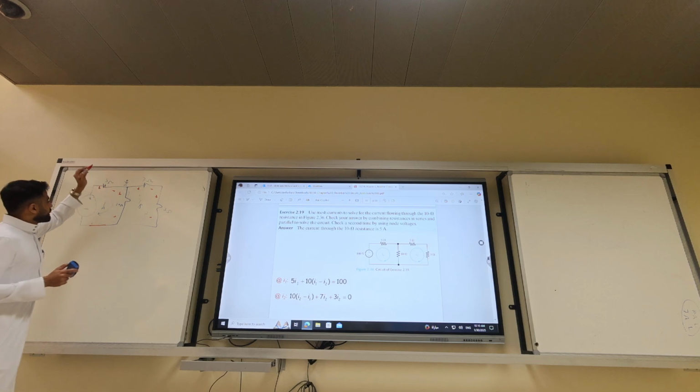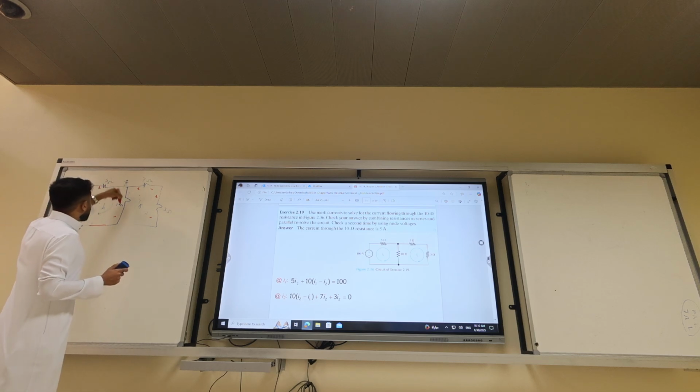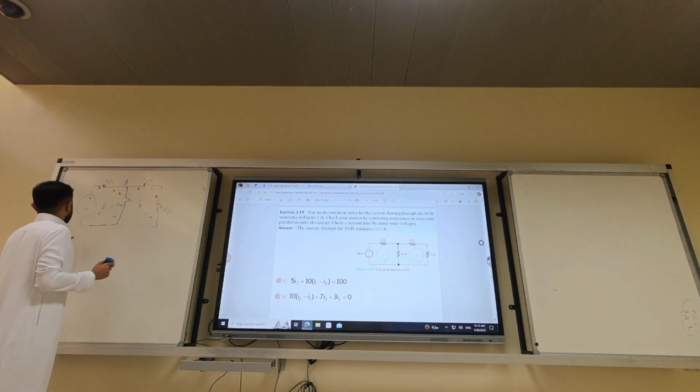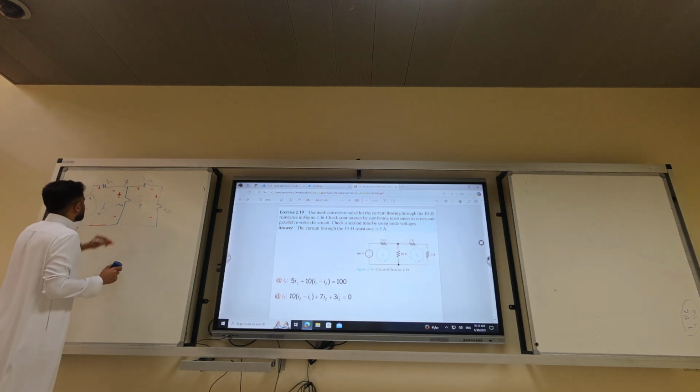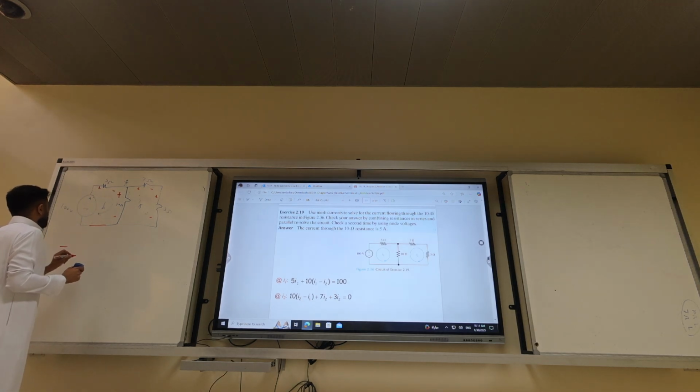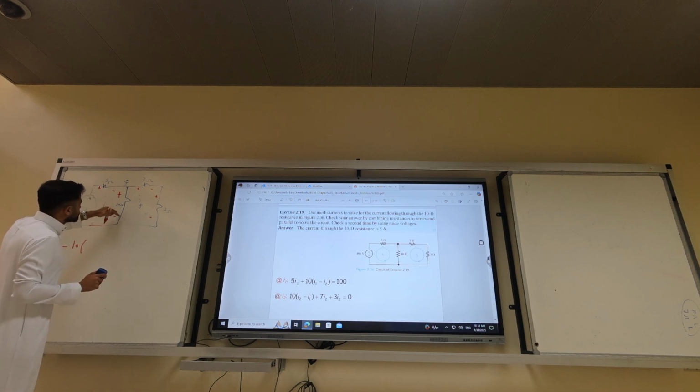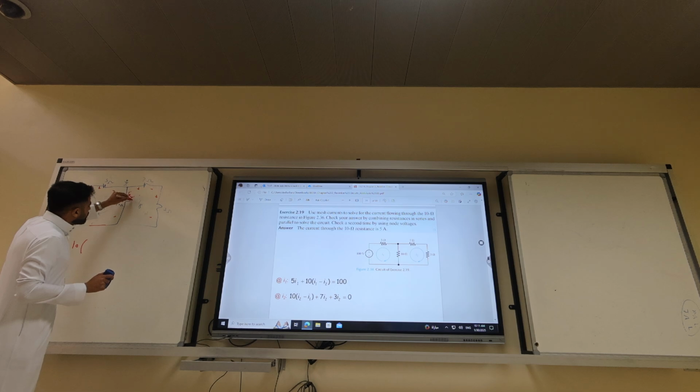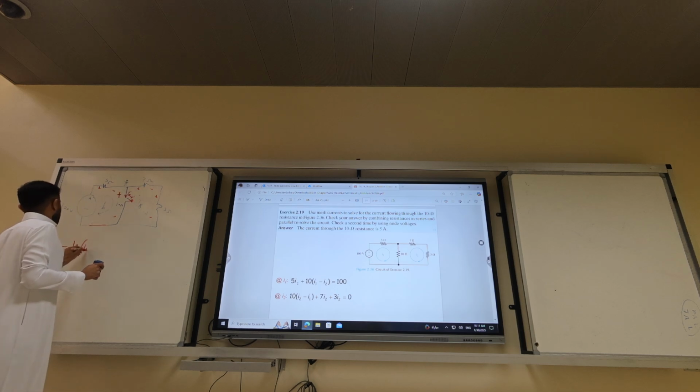Okay, Turkey, you're here, right? Yes. So what is the current that goes through the 10 ohm resistor? It's a voltage rise or voltage drop? Drop. Drop, minus 10 times. What's the current that goes? What is this current? IA? IA minus IB. So IA minus IB.